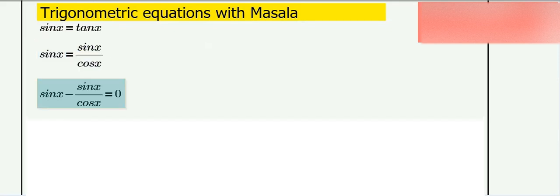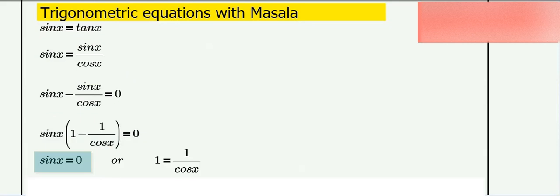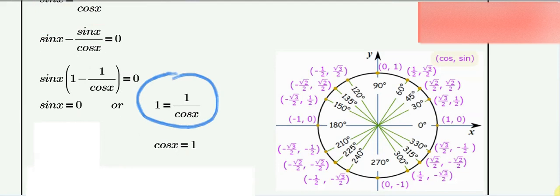What you can do is subtract away sine of x over cosine of x, set that equal to 0, and then simply factor out the sine of x term. So if you pull out sine of x, you'll have 1 minus 1 over cosine of x equals 0. If we set each piece equal to 0, we'll get sine of x equals 0. If we set the other part, 1 minus 1 over cosine x, equal to 0 and add, we'll get 1 equals 1 over cosine of x. If you multiply, we'll get that cosine of x equals 1.